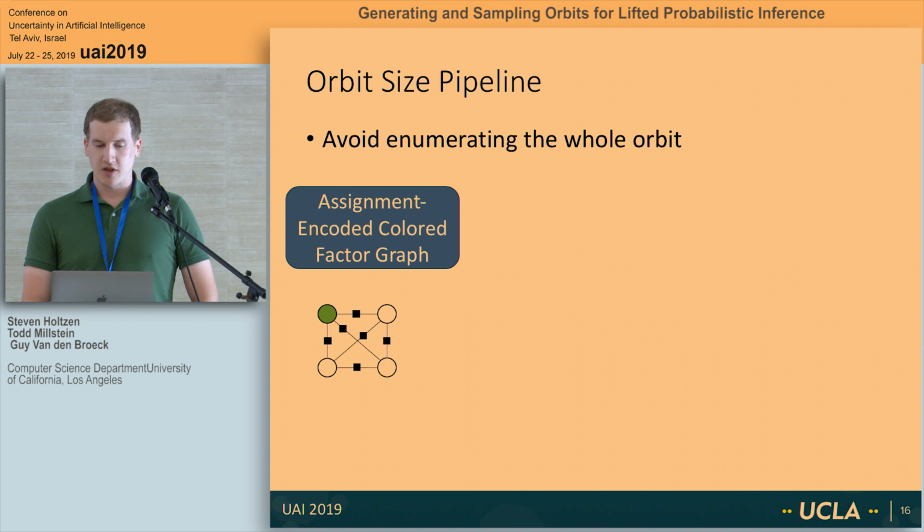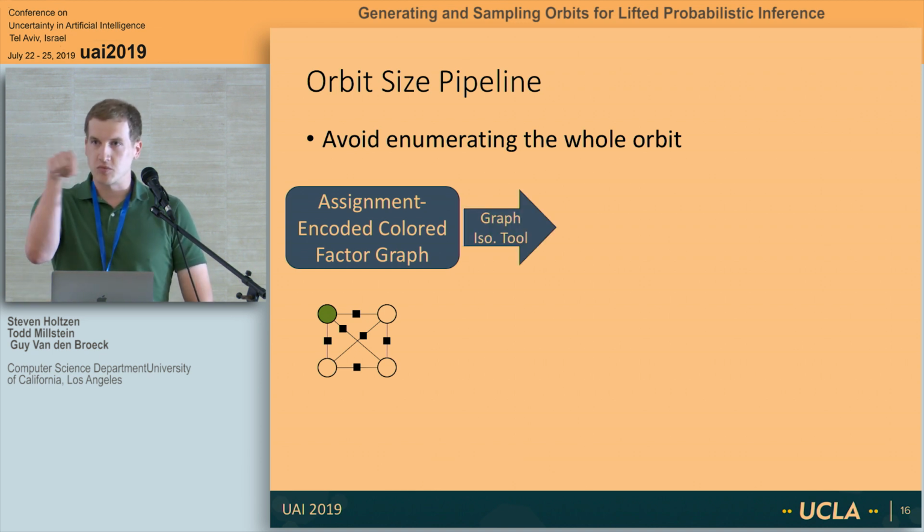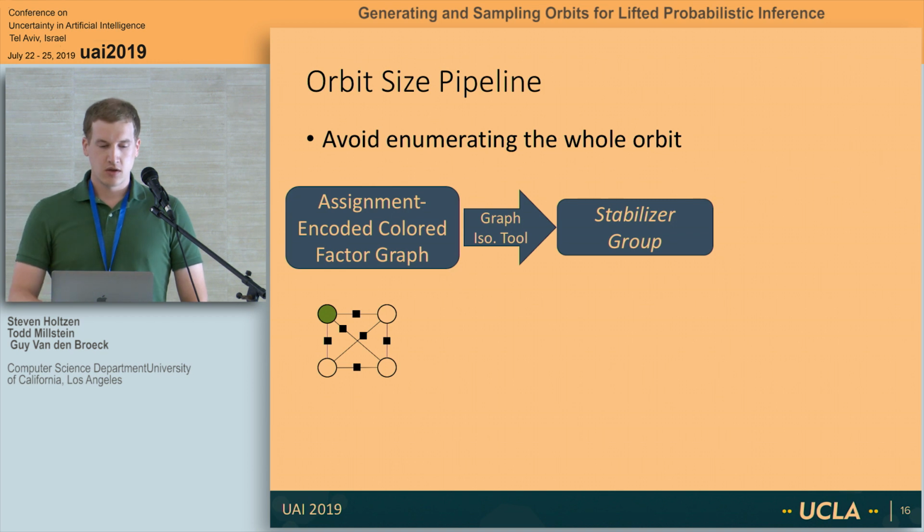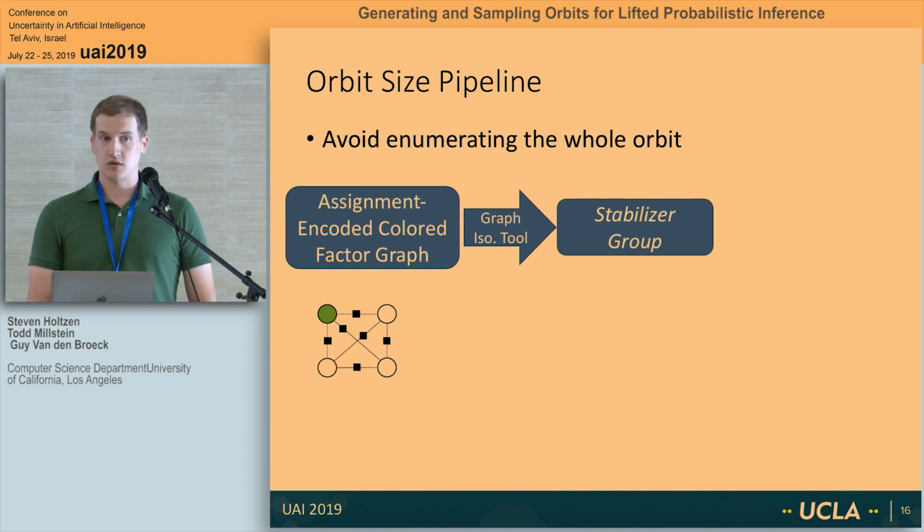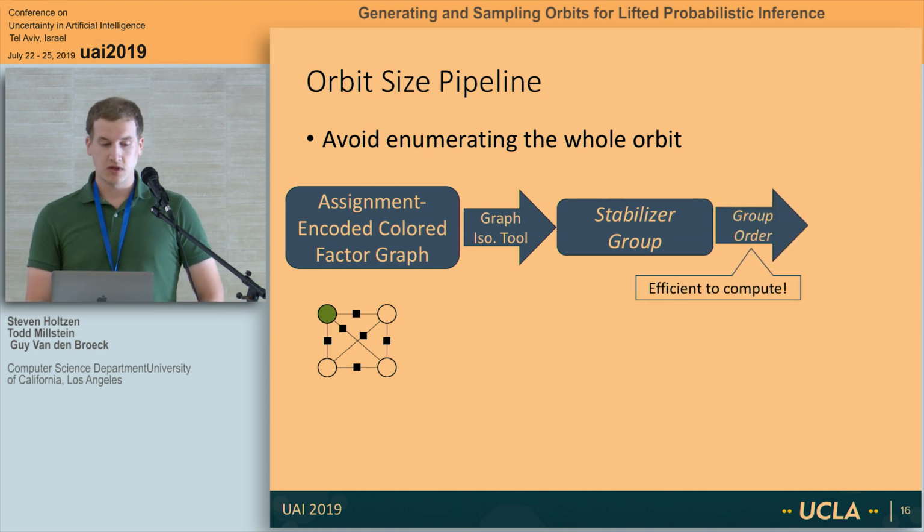So I'm going to give you a pipeline. I'm going to break it down and explain each of the elements of this pipeline in detail. We want to avoid enumerating the whole orbit, like trying all possible permutations of variables. That's bad, because these orbits can be very large, right? They're these binomial coefficients. They grow very quickly.